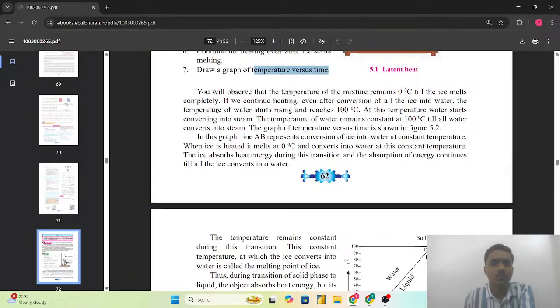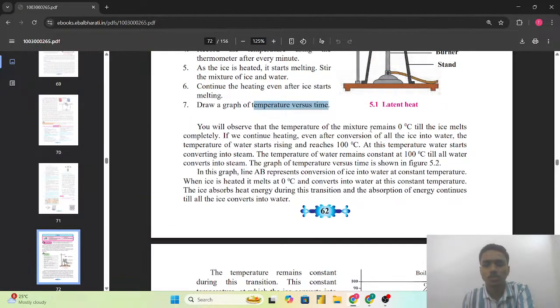You will observe that the temperature of the mixture remains 0 degrees Celsius till the ice melts completely. If we continue heating even after conversion of all the ice into water, the temperature of the water starts rising and reaches up to 100 degrees Celsius. At this temperature, water starts converting into steam. The temperature remains constant at 100 degrees Celsius till all the water is converted into steam. The graph of temperature versus time is shown in figure 5.2.